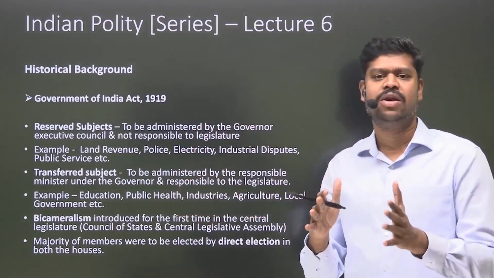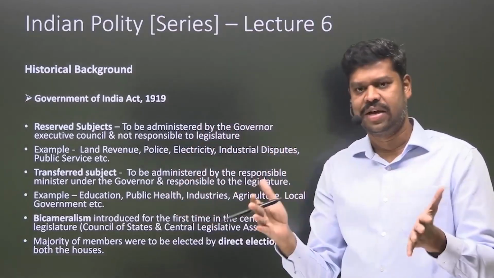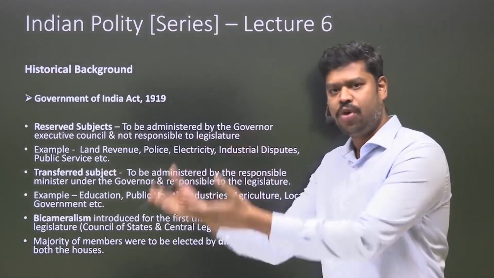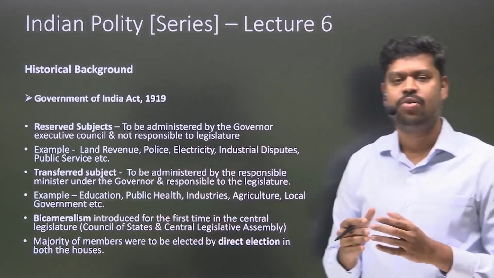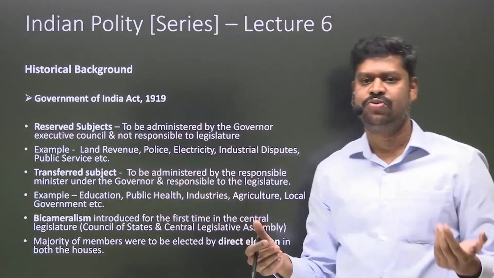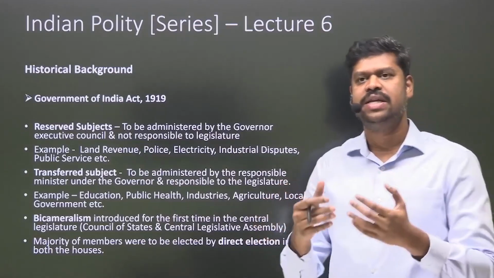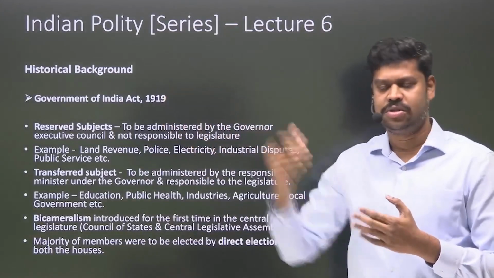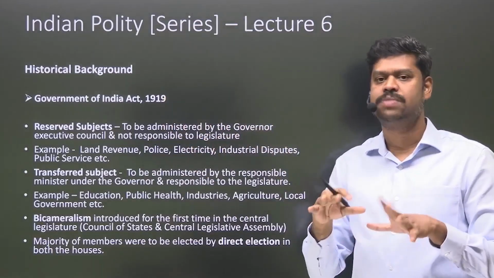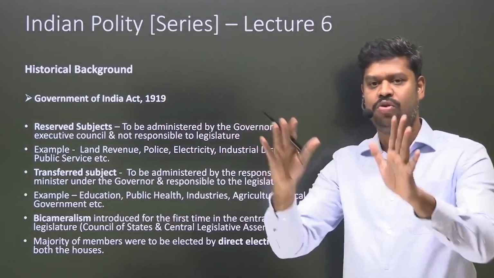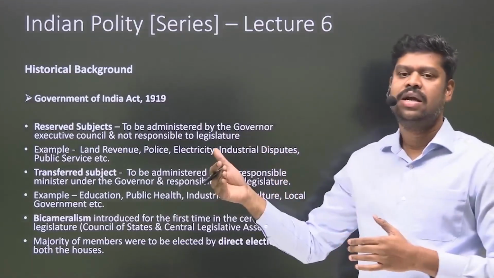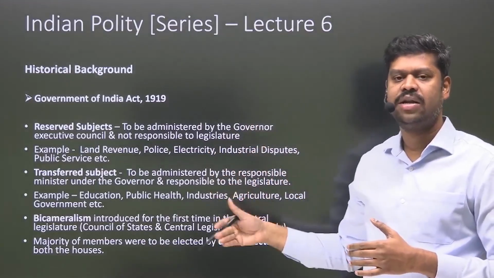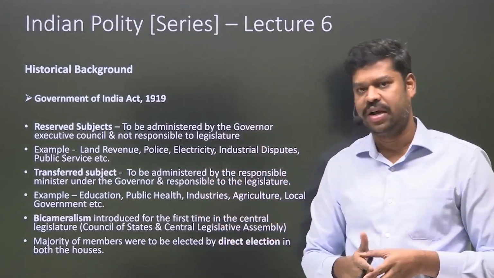And apart from that, they also introduced what is called a system of diarchy. Diarchy means whatever subject matters were given to the provinces were further divided into what are called reserved and transferred subjects. For your easy understanding, reserved subjects are those subjects which are important for the Britishers. Transferred subjects are those which are not important to them, so they transferred them to the Indian minister who was elected directly. And to that extent, the Government of India Act 1919 also brought in a system of direct election.